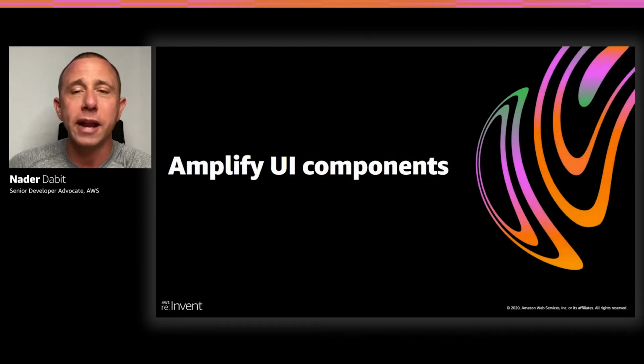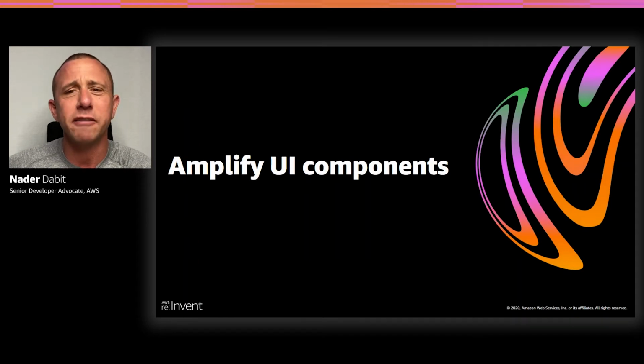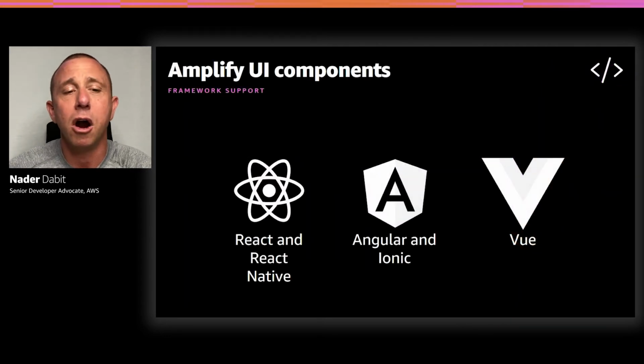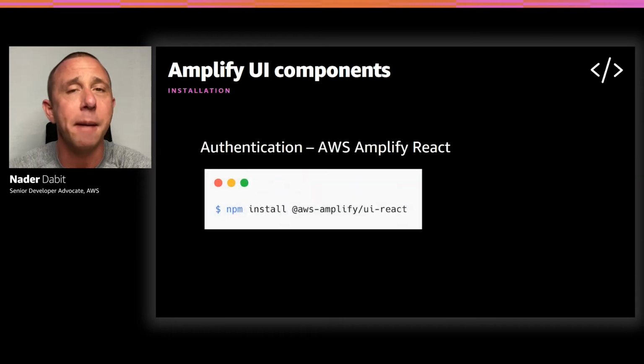We also have UI components that basically configure a lot of different functionality with a small amount of code. So for instance, the current framework support that we have right now are React, React Native, Angular, Ionic, and Vue. And using these different UI components, you can do common functionality. So one of the really common use cases and one of the most popular use cases that we see with customers is authentication. So let's say that you have an app and what you want to do is stand up an authentication flow. This is a very common practice for most apps.